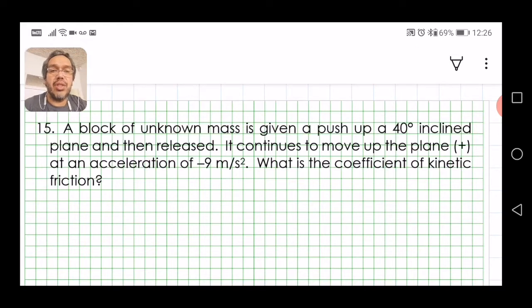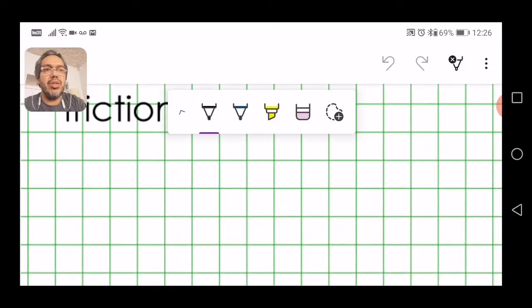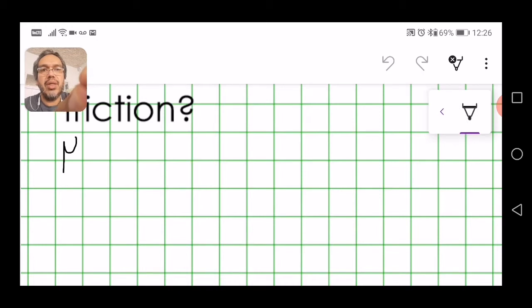Let's read it first. A block of unknown mass is given a push up a 40-degree inclined plane and then released. It continues to move up the plane in the positive direction at an acceleration of negative 9 meters per second squared. What is the coefficient of kinetic friction? So the first thing to take into consideration is that what you really want to know as your final answer is the coefficient of kinetic friction, mu k.